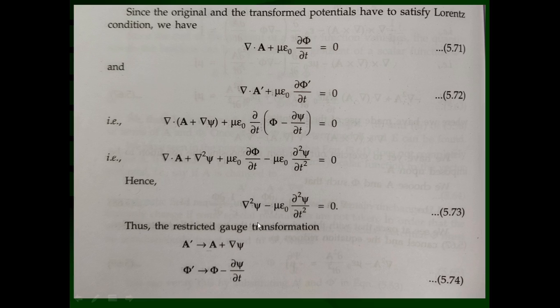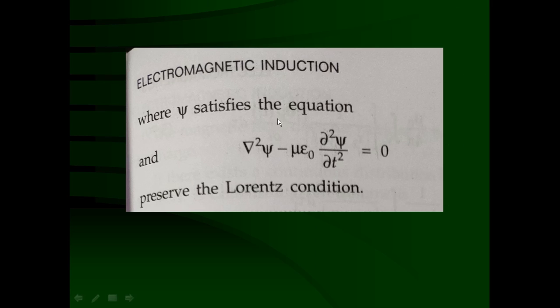Thus, the psi which we took as an arbitrary scalar function should not be just any function, but should be a definite function which is supposed to satisfy the Lorentz gauge condition. That way, the transformation of the vector potential to A dash equal to A plus del psi, and the new value of the scalar potential phi dash equal to phi minus del psi upon del t, should be chosen. Psi satisfies this equation, and hence del square psi minus mu epsilon 0 del square psi upon del t square is equal to 0. This preserves the Lorentz gauge condition.